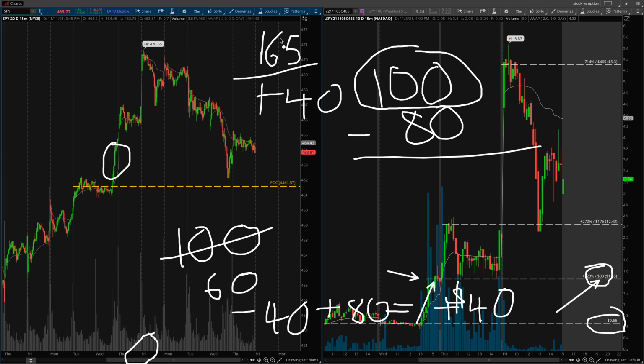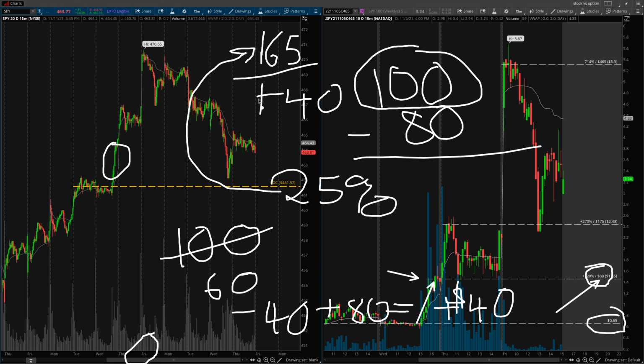$40 on a $165 investment right off the back is already almost a 25% return on your investment if you just talk about it as a return on your capital. So invested 165 to be in calls and puts, and you're already up 25% being wrong on your direction.